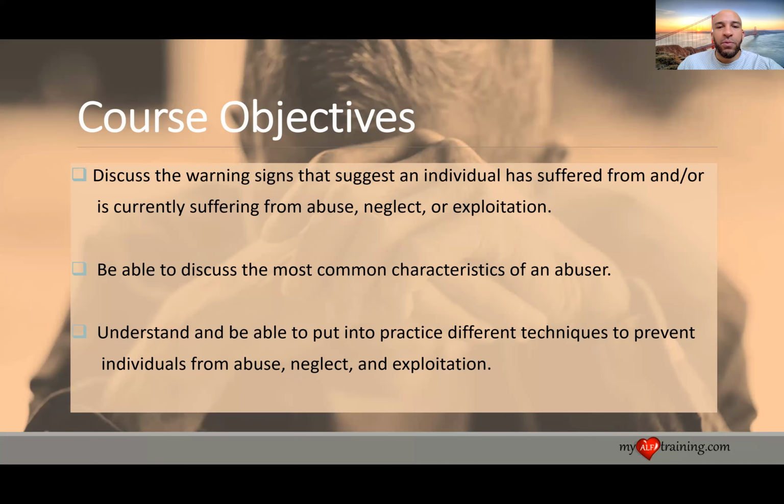So we want to have a profile of the patient that's most likely to be abused. And we also want to have a profile of the abuser, the person who's most likely to be abusing our patient. So that way we can identify the person who's most at risk and also the person who's our number one suspect of putting that patient in harm's way.